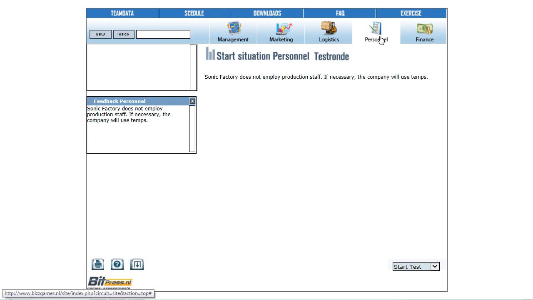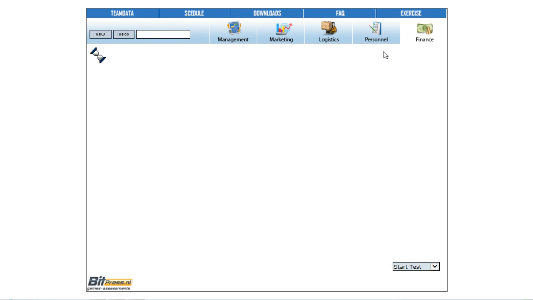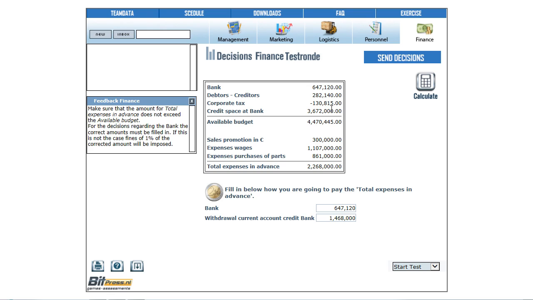The company does not employ production staff but uses temporary personnel. At the Department of Finance, you will find your profit and loss statement, the balance sheet and available credit space, and the gross turnover result for every product market combination. At the decision page you can see your available budget and the total expenses you have to pay in advance.